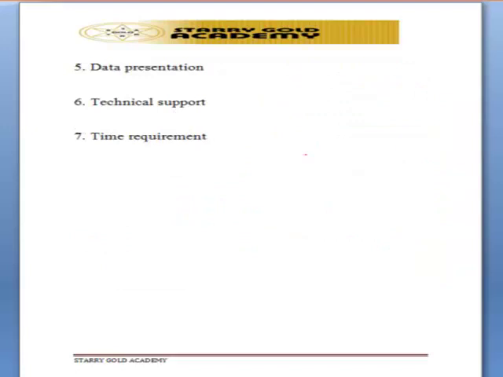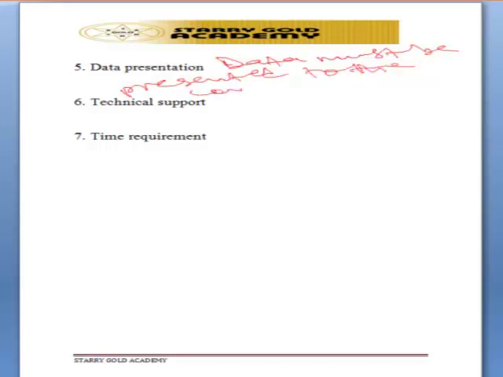Then the next one is data representation. When you say data representation, it means that data must be presented to the computer in machine readable form. So that is when the system can actually accept the data and work on it.